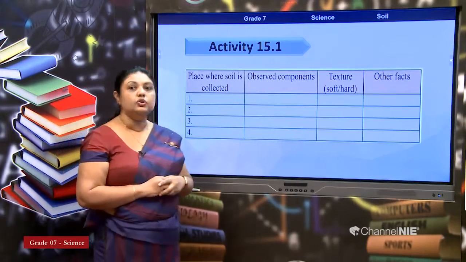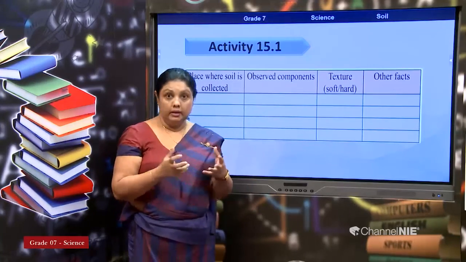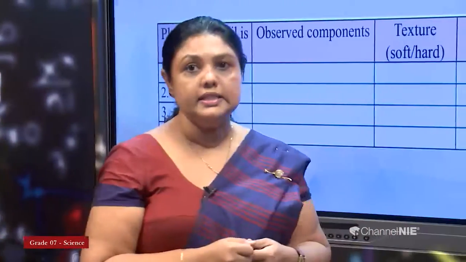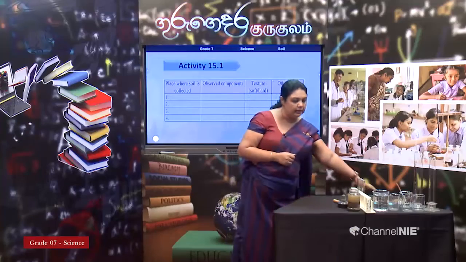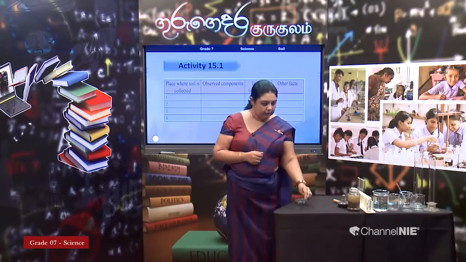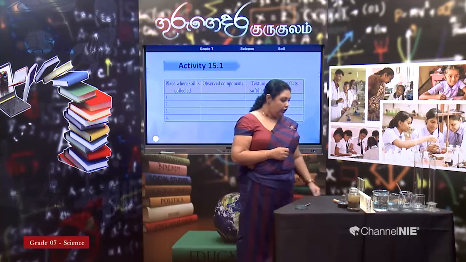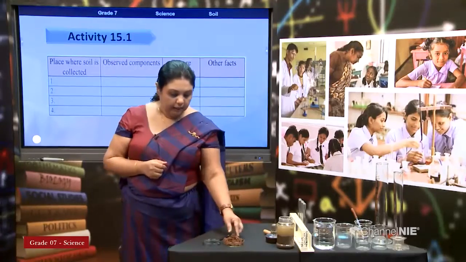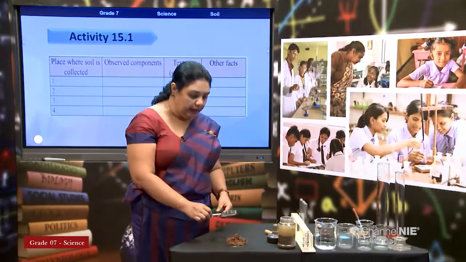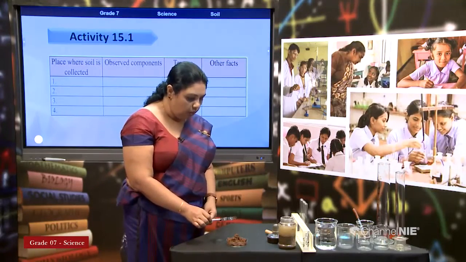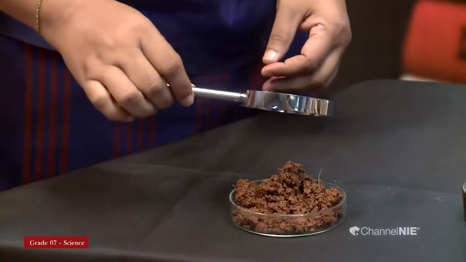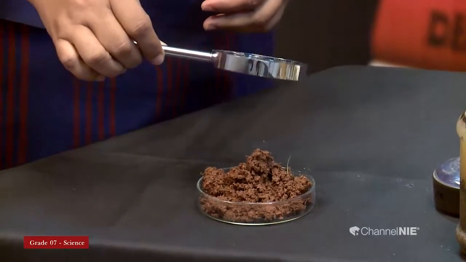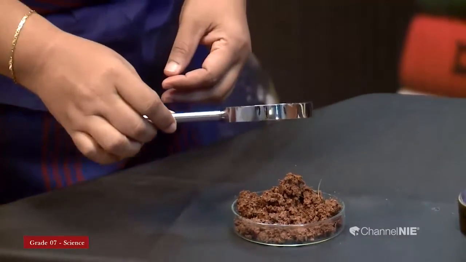You can observe things. I think all of you have seen a magnifying glass. I know that in grade 6 you must have used it. Here this is a magnifying glass, you know very well, and you can take a soil sample and observe it using the magnifying glass this way. When you observe through this magnifying glass, you can see the particles which you cannot see through your naked eye.